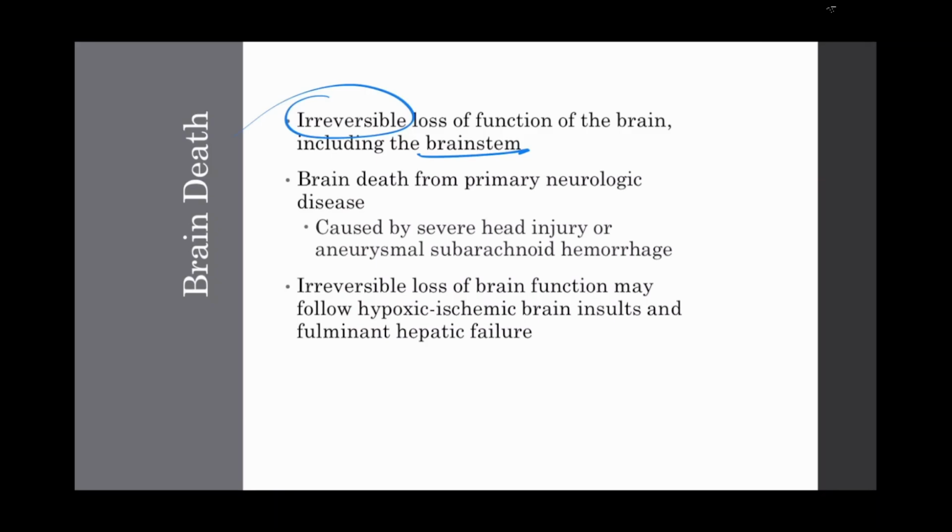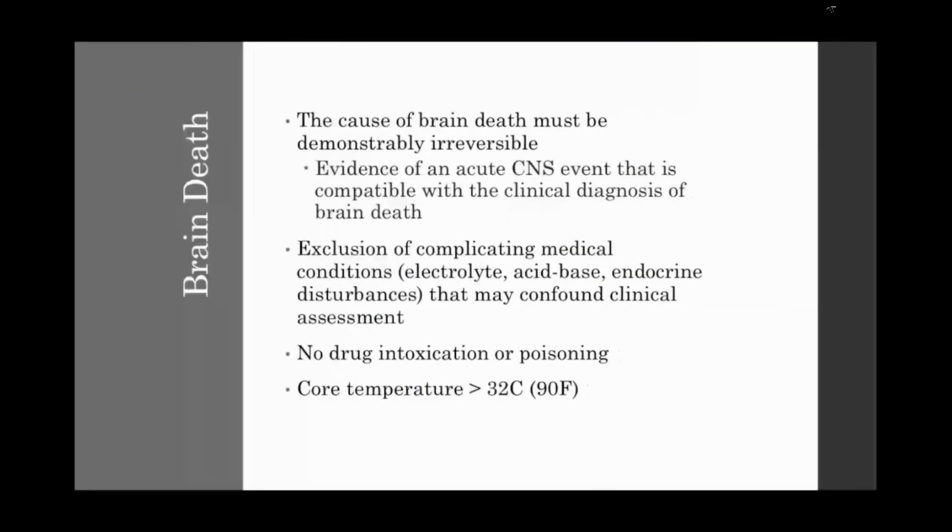Brain death from primary neurologic disease: severe head injury, subarachnoid hemorrhage, where the brain bleeds. Again, they usually don't recover from those. Other irreversible loss of brain function may follow hypoxic ischemic brain insults. Also hepatic failure. We can't clear all the toxins, they become too high and they affect the brain, mainly ammonia. So the cause of brain death must be demonstrably irreversible, because if it's reversible, then they can get better, so it's not really brain death.